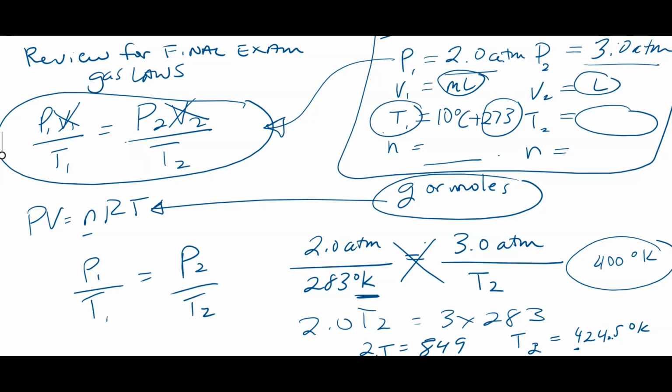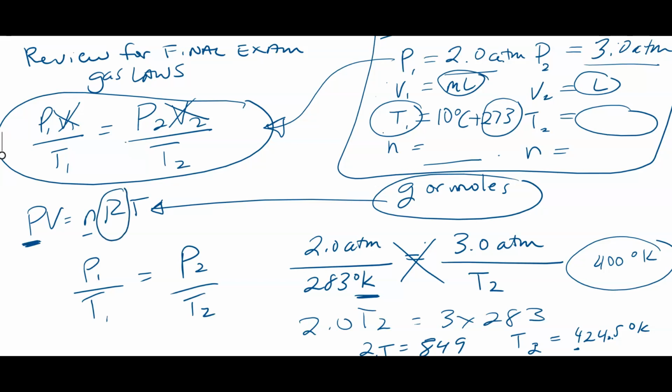Sometimes people don't have the same units in different places. And then if you're using PV equals nRT, make sure you're looking at what pressure unit you're in, and then choose the right R for that.